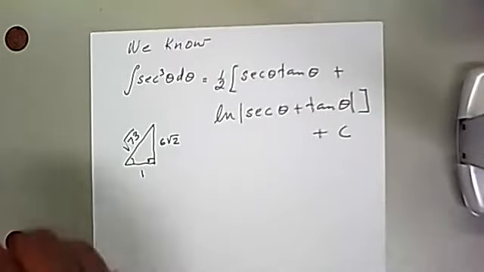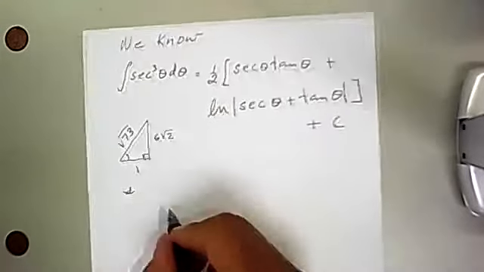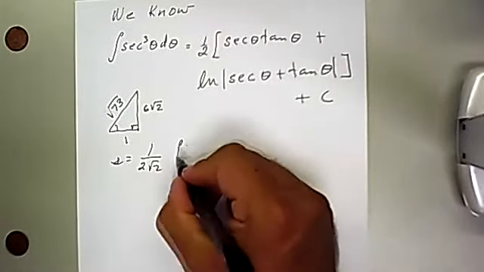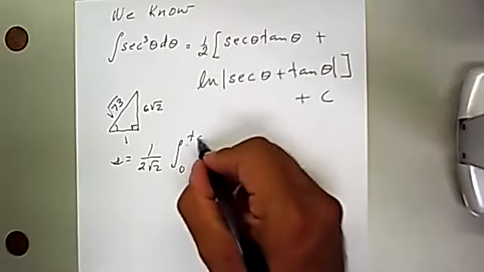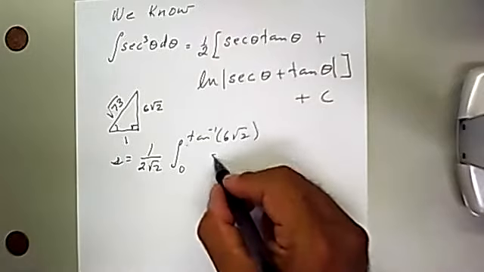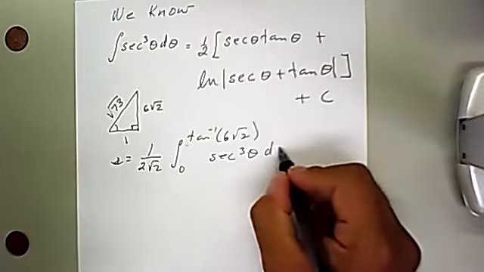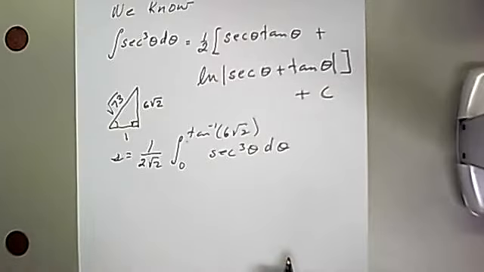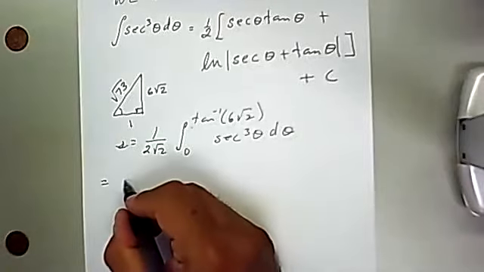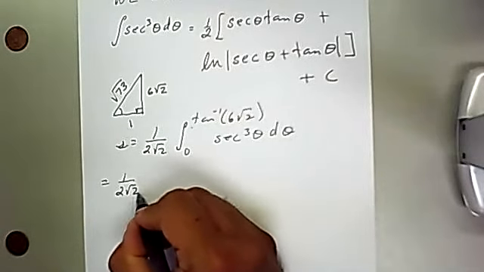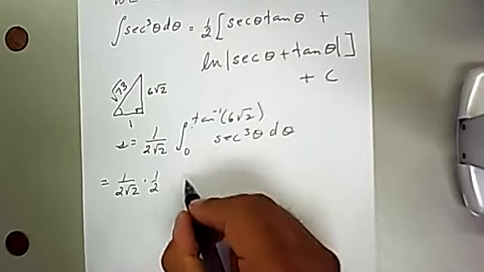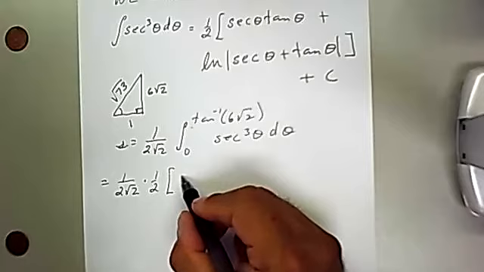Okay, so let's go back to S. The length is equal to 1 over 2 times square root of 2, from 0 to arctangent of 6 times square root of 2, secant cubed theta d theta. This is what we had in the last page. And so now we use that formula up here. So that is equal to 1 over 2 times square root of 2 times 1/2, I'm going to put a bracket. Secant of theta.